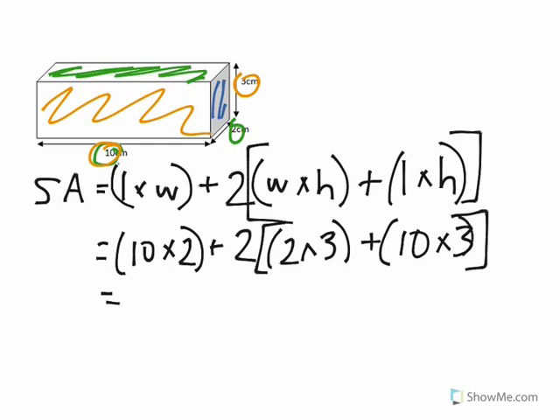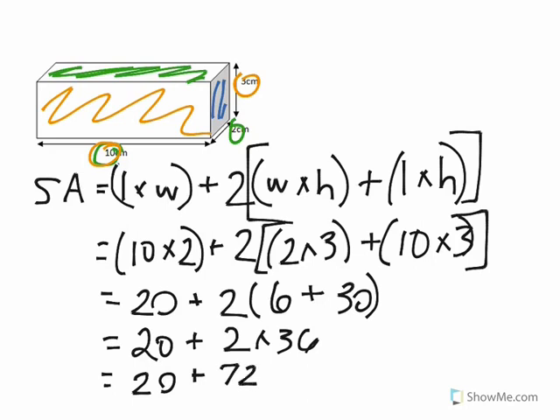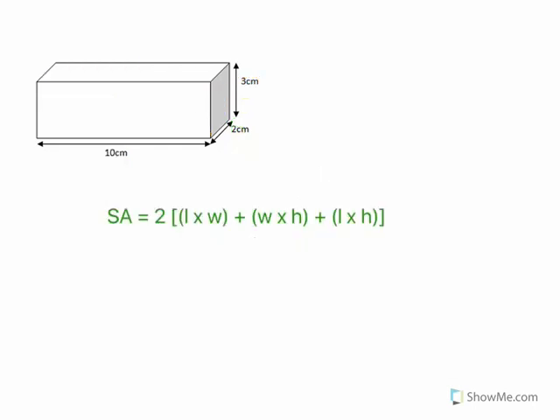And now we just calculate it out. 10 times 2 is 20. We're going to double everything in the box. 2 times 3 is 6. 10 times 3 is 30. Combine those together, that becomes 36. And then that becomes 20 plus 72. And I'm sorry, I'm running out of space, so I'm going to go over here to the side. 20 plus 72 is 92 centimeters squared.